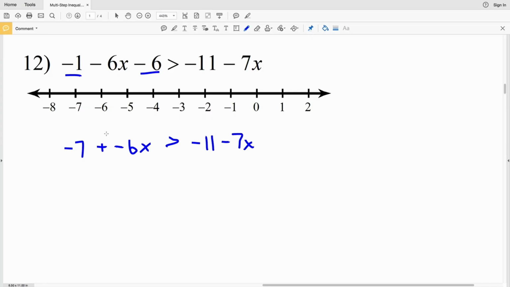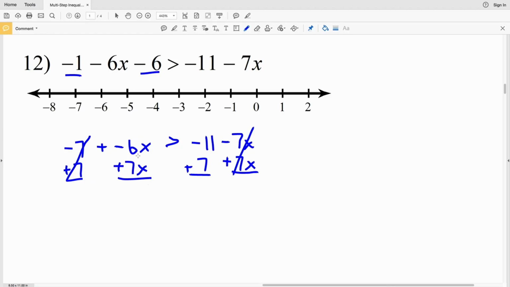So in this step, I'm going to go ahead and move the negative 7 to the right-hand side and the negative 7x to the left-hand side, which would be adding a 7 to the left and adding a 7x to the right. Whatever I do to the left, I do to the right, and vice versa. So I have to add a 7x here, and I have to add a 7 on this side. That way this will be 0, and this will be 0.